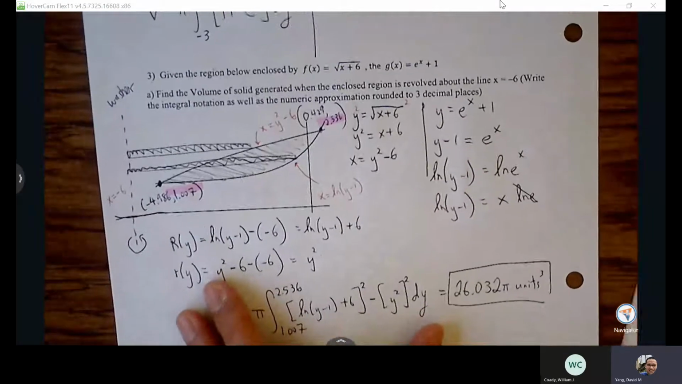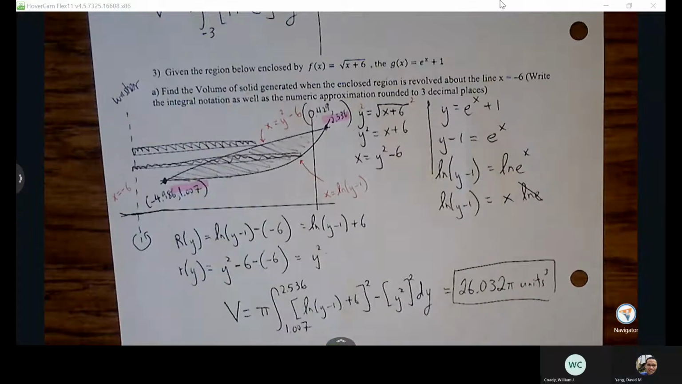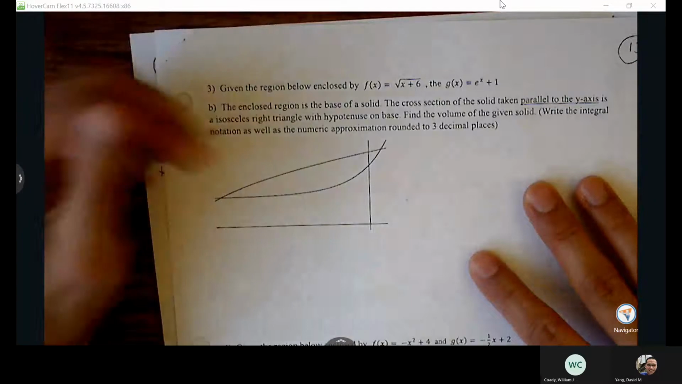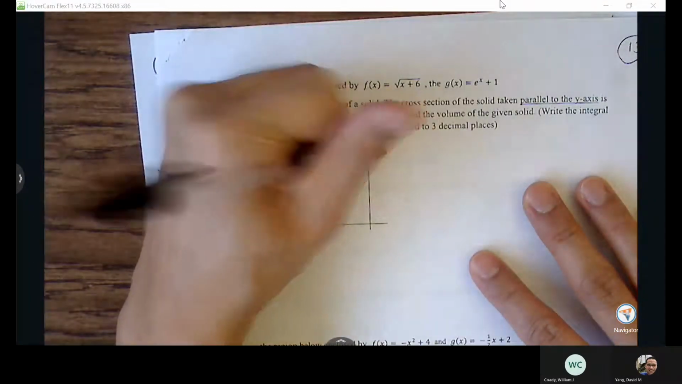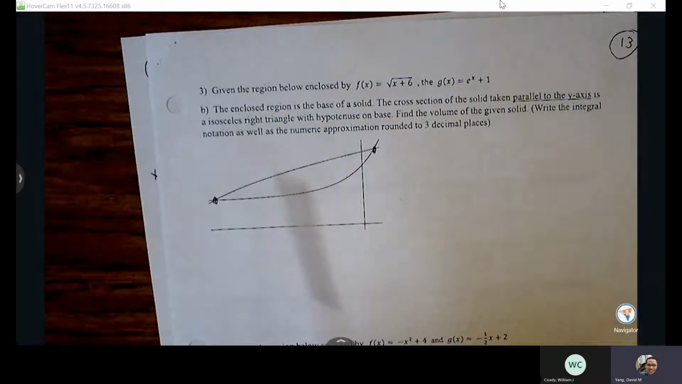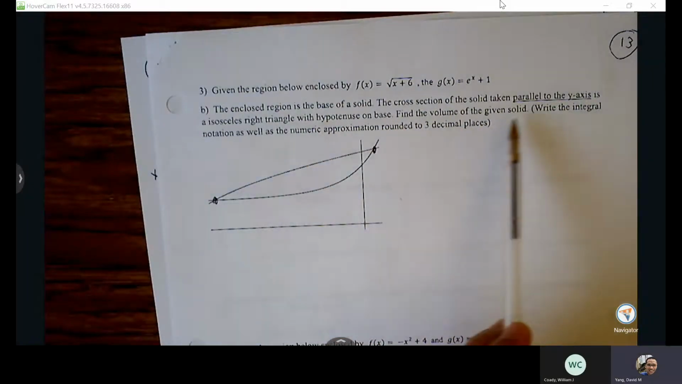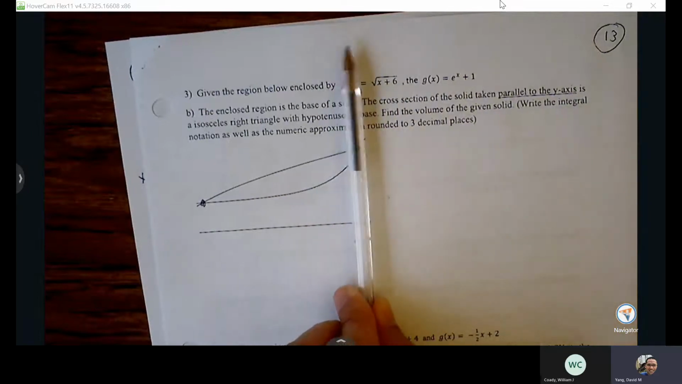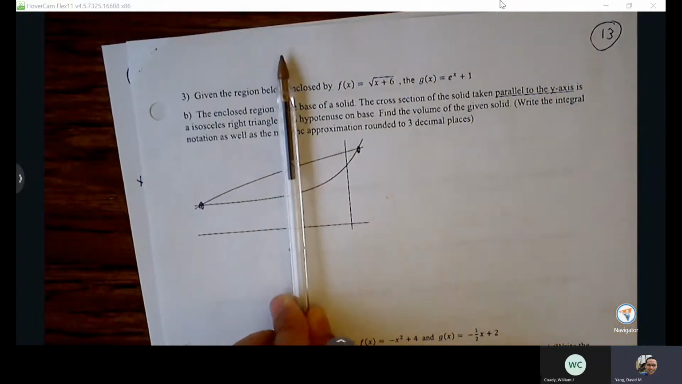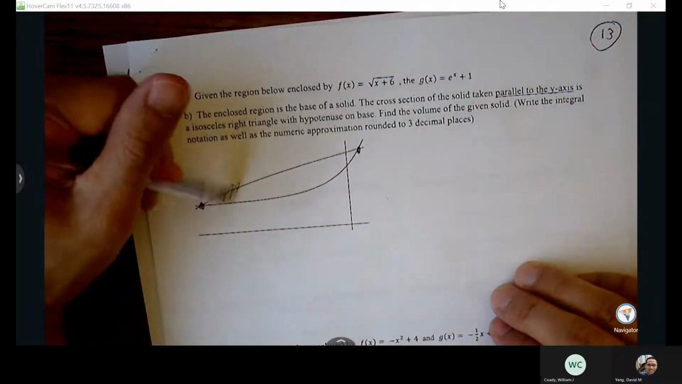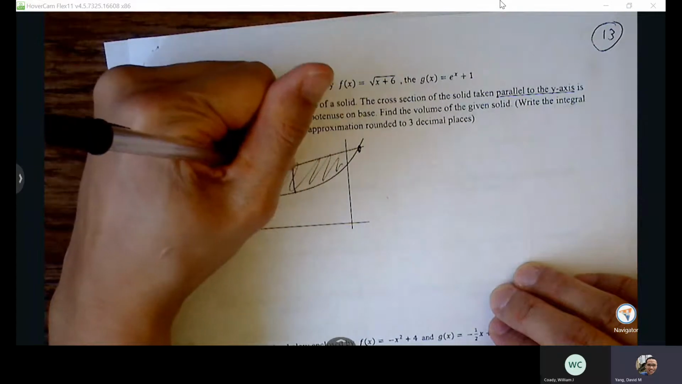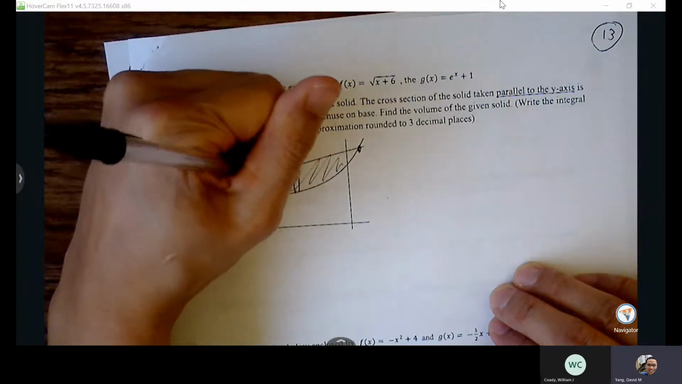Okay, go to 3B. Same shaded region, so a lot of information you can just carry over. Okay, this is a cross-section problem. This is parallel to the y-axis, so the y-axis is this direction, parallel to it, so we're going to stay in that vertical orientation. So the base is just going to connect from one boundary to the next. No rotation here.